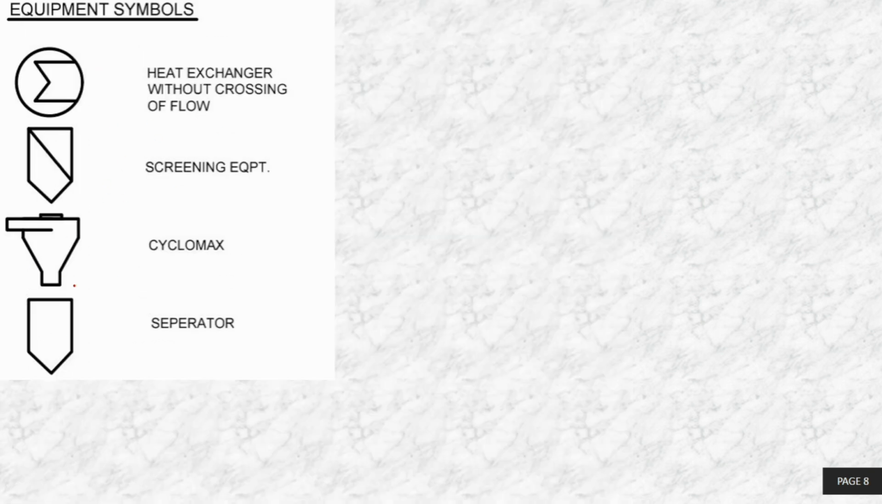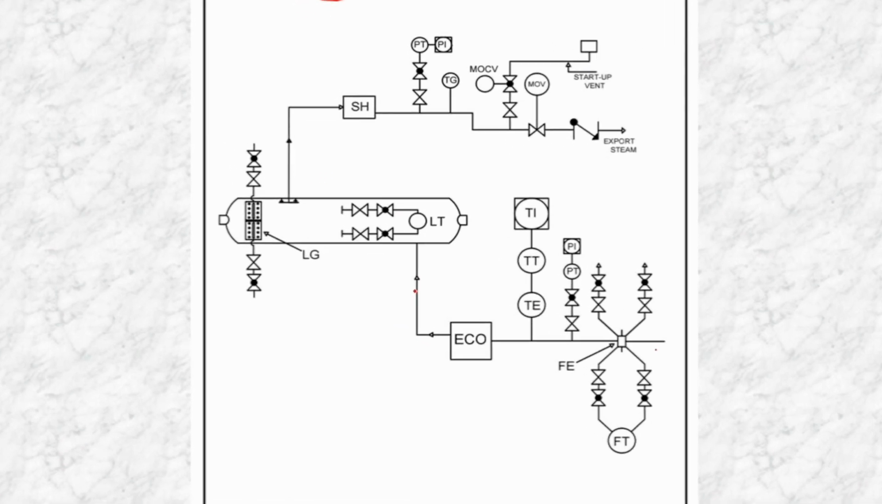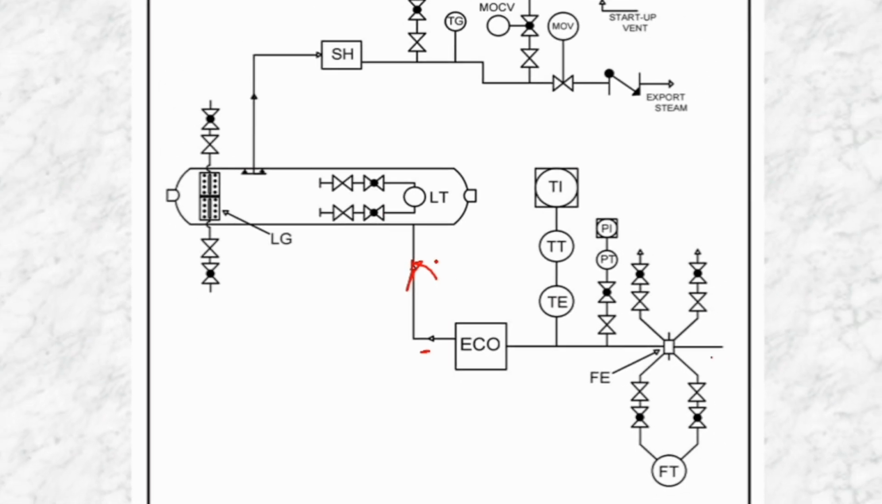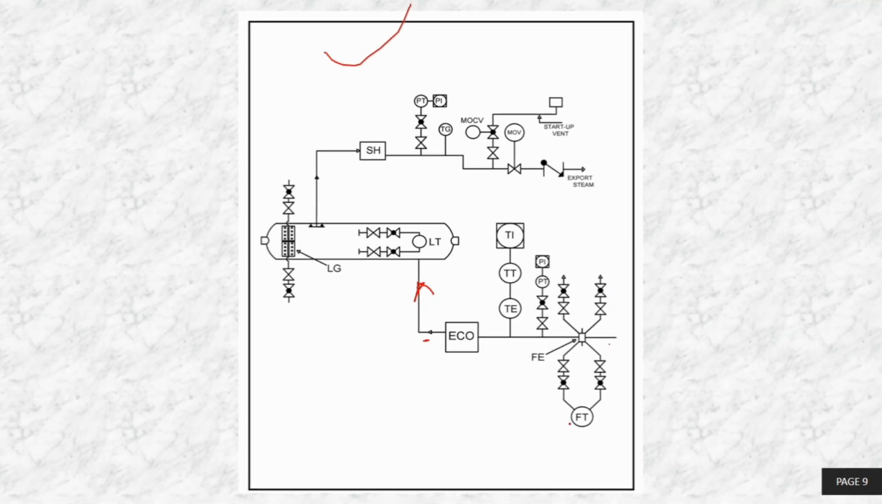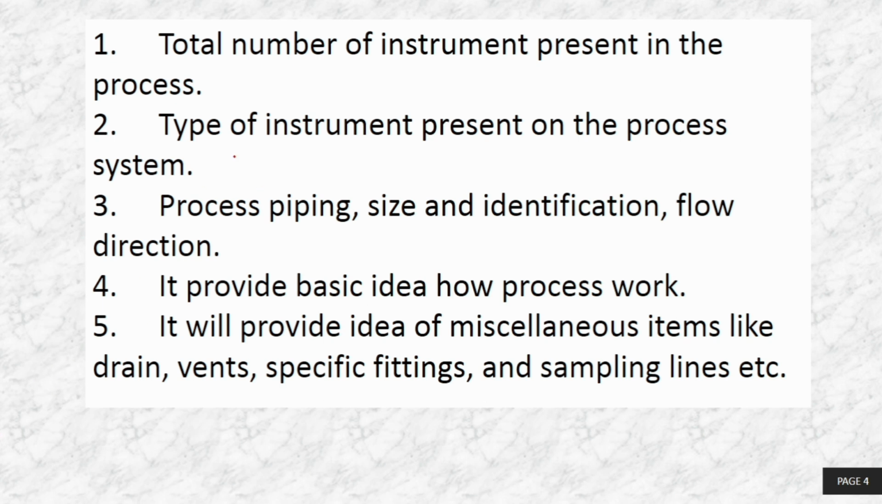This is the equipment symbol. This is the P&ID, how a P&ID looks. This is the flow diagram. See this arrow, see this arrow, how water is going to the drum. This is the FT indicator. Whatever we explained before, this is what we are going to learn from the P&ID: the total number of instruments, the type of instruments present on the process piping, the basic idea of the flow and how the process works, and how the sample vent is shown. This also we are going to learn.